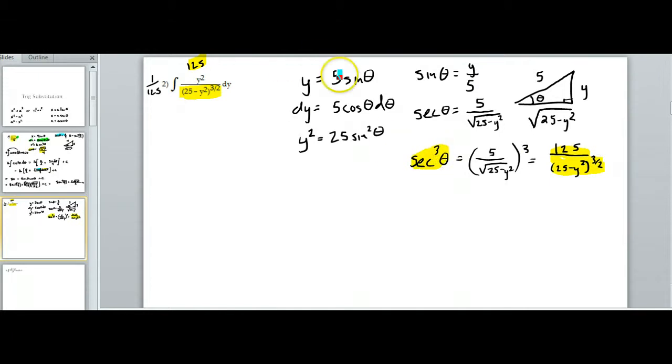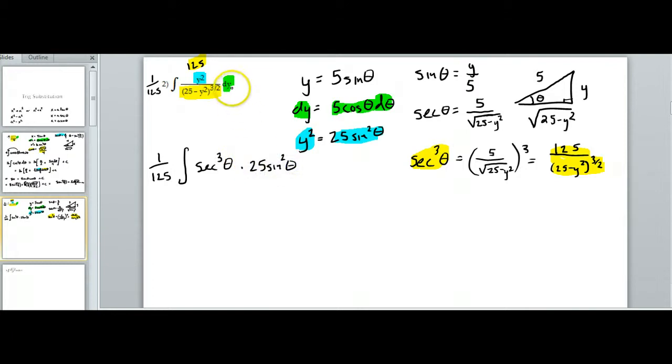Okay, with y squared, I get 25 sine squared. Oops, sorry. I get 25 sine squared from y squared. Alright, and then dy is 5 cosine theta d theta. So I'm going to substitute all that in. I've got the 1 over 125 out front. The integral of the yellow is just the secant cubed. Alright, the blue is 25 sine squared theta. Alright, and then the green is 5 cosine theta d theta.